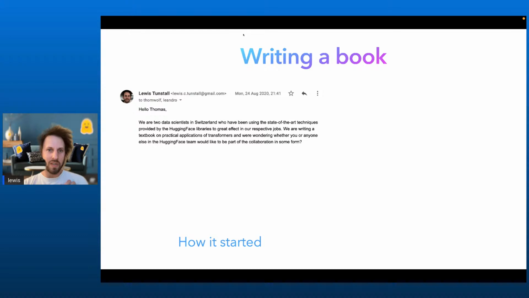me and Leandro, we were working as data scientists in different companies in Switzerland, and we had been using the Transformers library in our jobs for a while. And one of the things that we thought was, there are tons of these really famous blog posts from Jay Alammar, and there's this really cool annotated transformer from Sasha Rush, but there wasn't anything that was really targeted for people in industry like ourselves who wanted to apply this technology to their own projects.